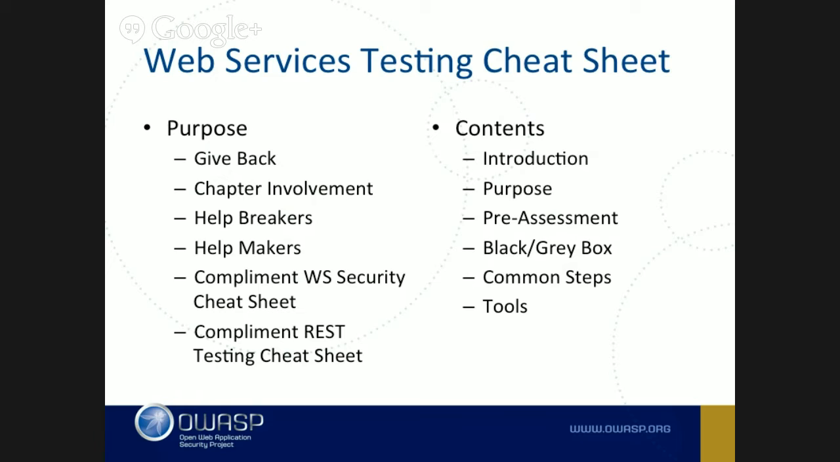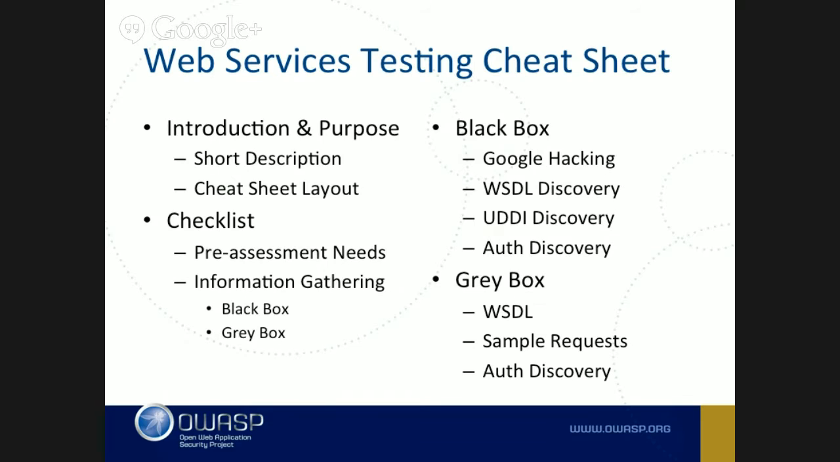So our cheat sheet is going to be composed of a typical cheat sheet. It's going to have an introduction explaining what the document is, the purpose on why it was created, and several different sections, including the pre-assessment tasks that need to be completed before you actually start assessing the web services. We took the approach of both a black box and a gray box approach, and there are some subtle differences, but enough difference that we decided to document those steps as well. And then common steps as you're going through the assessment and tools that you can use.